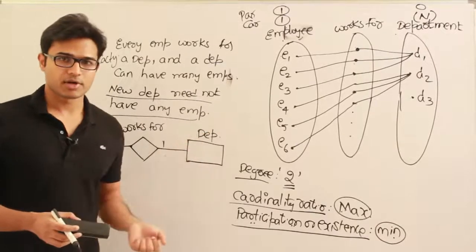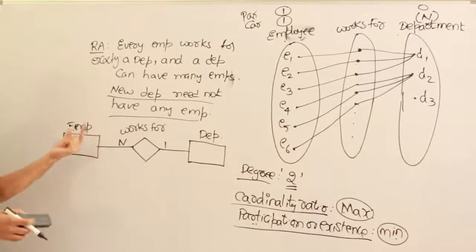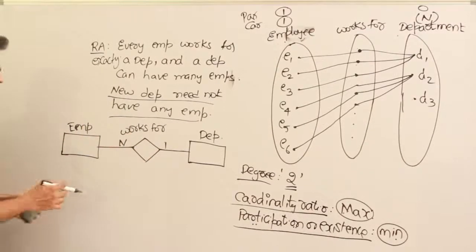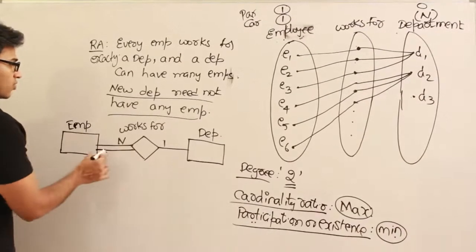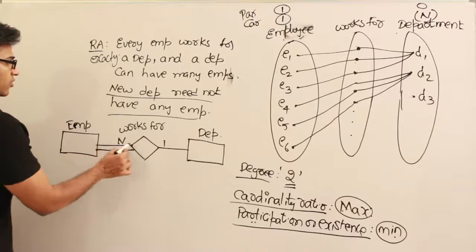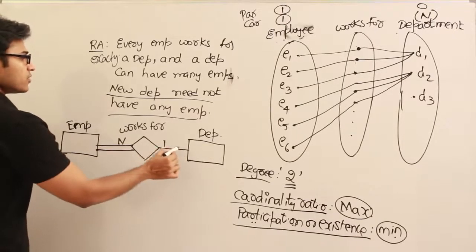New departments need not have any employees, but then every employee has to participate in a relationship because every employee should work for a department. In that case, we are going to write like this, right? So if it is total participation, we are going to use double lines, and if it is partial participation, we are going to use single line.